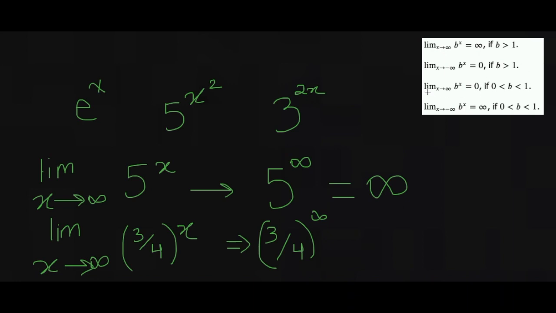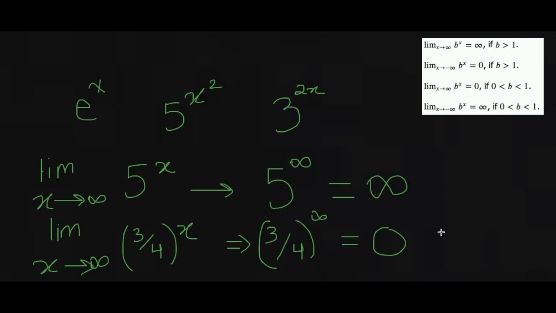If we look at rule number 3, it says the limit as x approaches infinity of b to the x, in our case b is 3/4, equals 0 if b is between 0 and 1. 3/4 is between 0 and 1, which means that our limit should just equal 0. That's how you apply these limit rules.